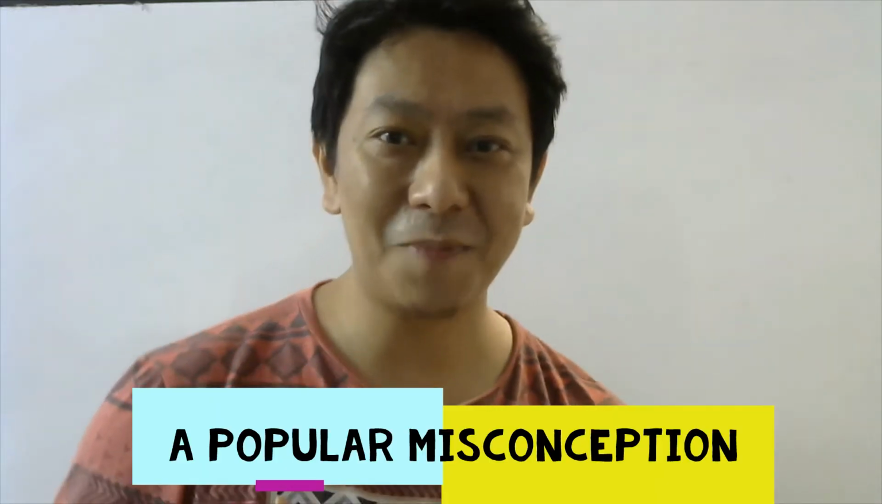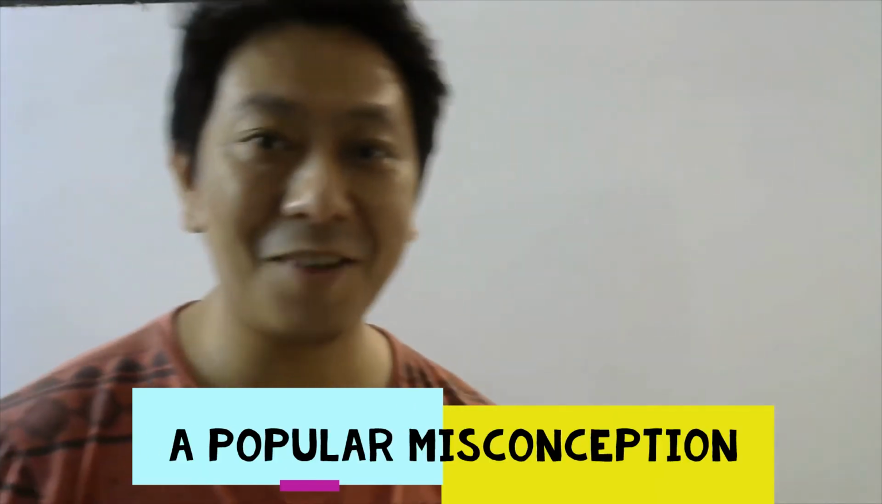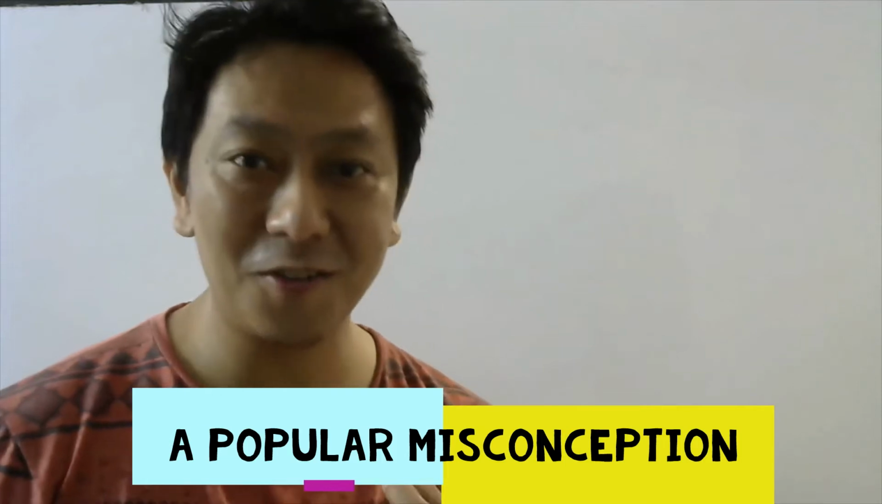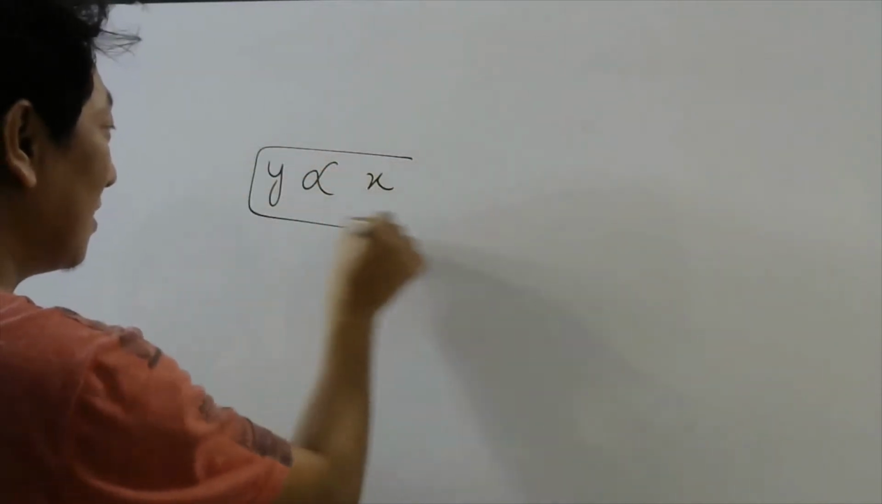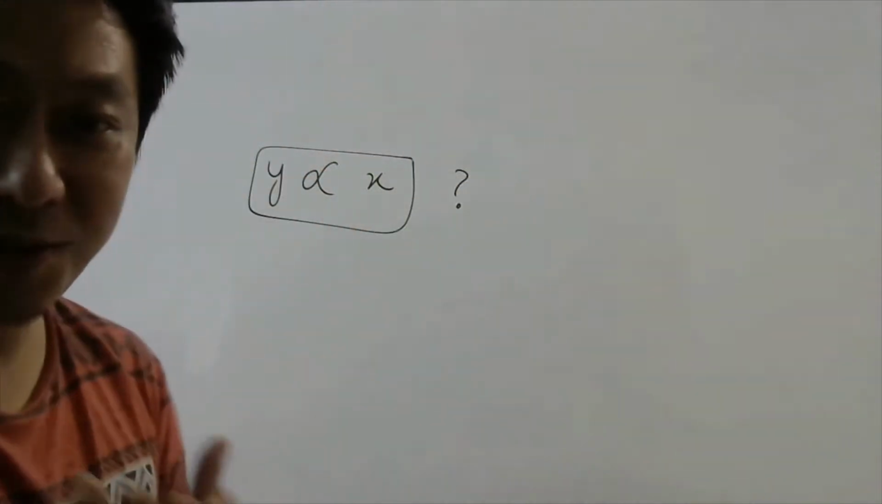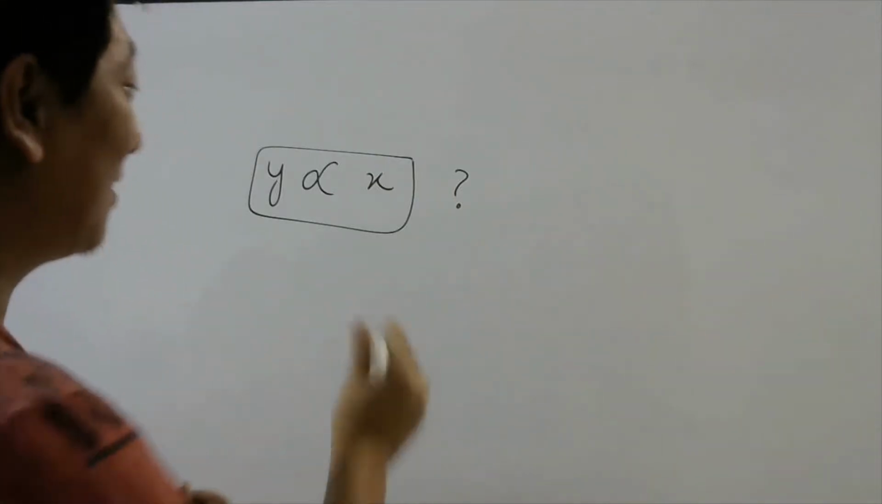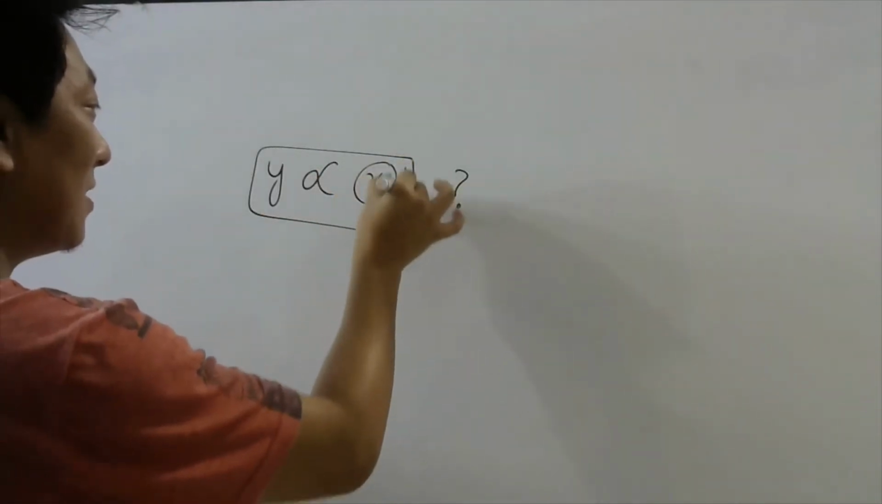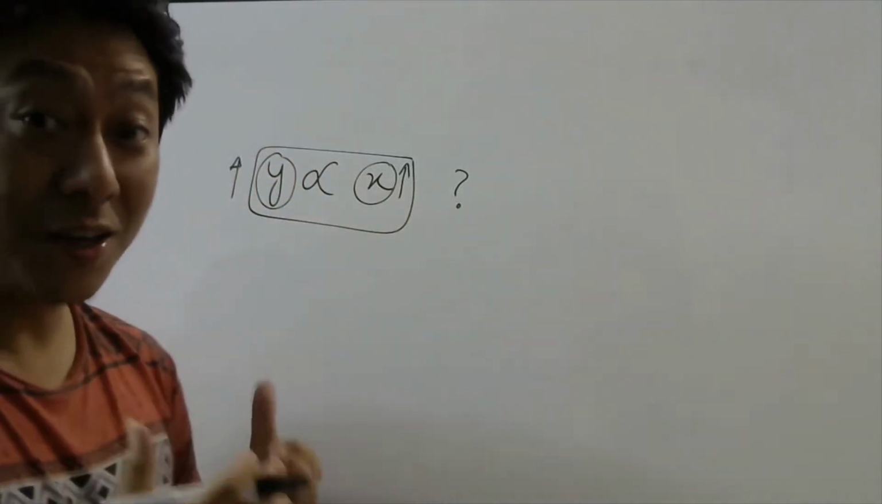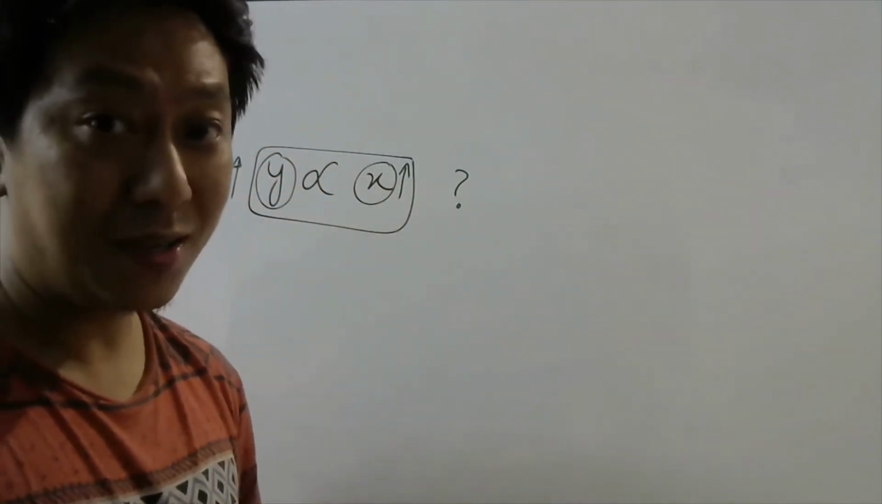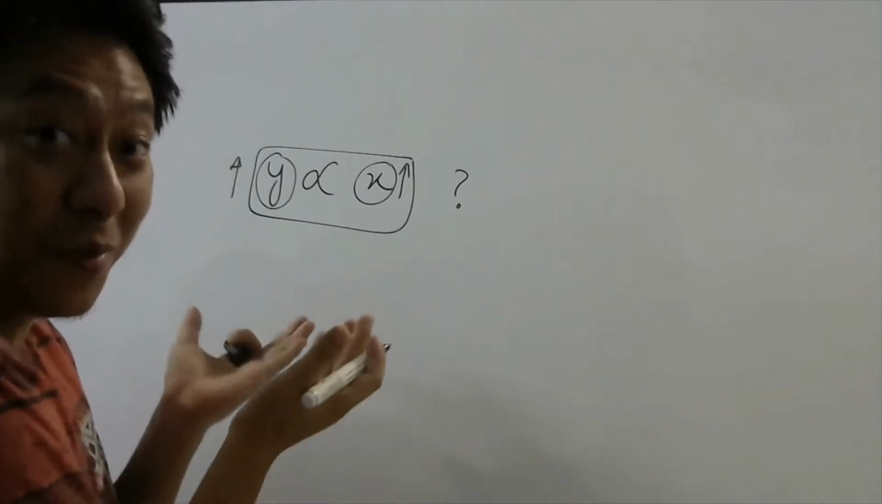Physics is a conceptual subject and there are many misconceptions. One of the misconceptions is if you ask the question, what does y proportional to x mean? Most of the students will say that this means when x increases, y increases. But that's not 100% right. Why is this not 100% right? This is what you may have thought.